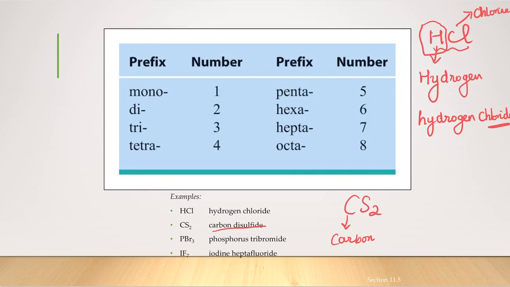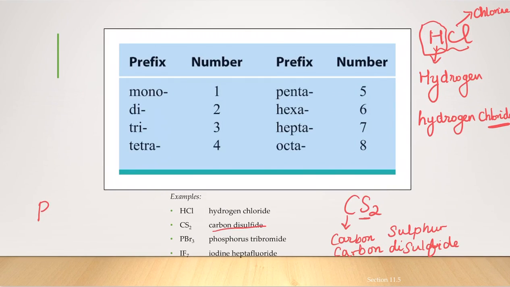This is carbon and this is sulfur. It's actually carbon sulfide, but when you look into the sulfur, there are 2 atoms in sulfur, so you always use a prefix for that, which is actually carbon disulfide.